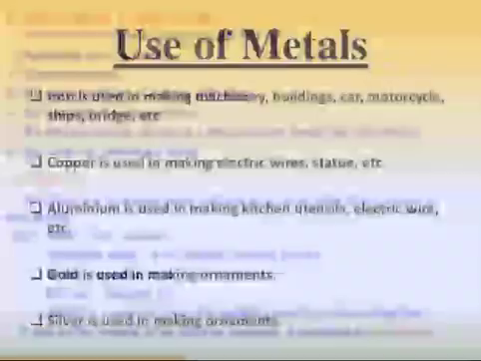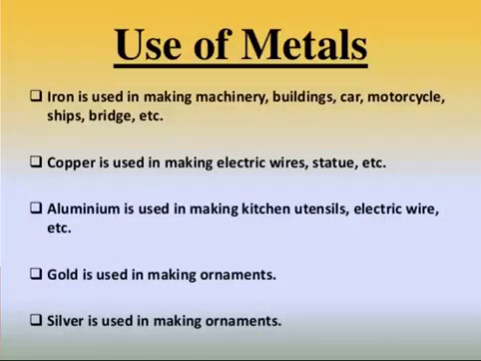We are going to see the uses of metals. Iron is used for making machinery, buildings, cars, motorcycles, ships, bridges, etc. And copper is used in making electric wires, statues, etc. Aluminium is used in making kitchen utensils, electric wires, etc. Gold and silver are used in making ornaments.